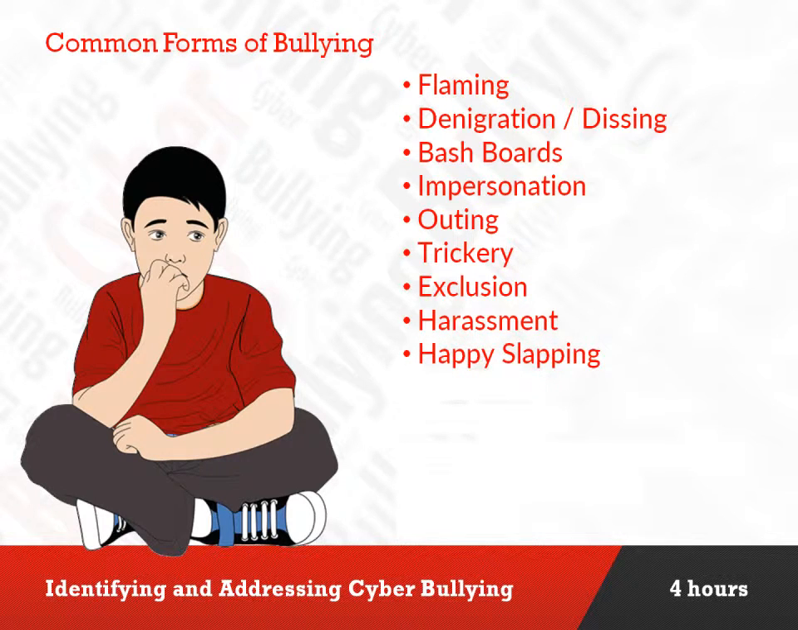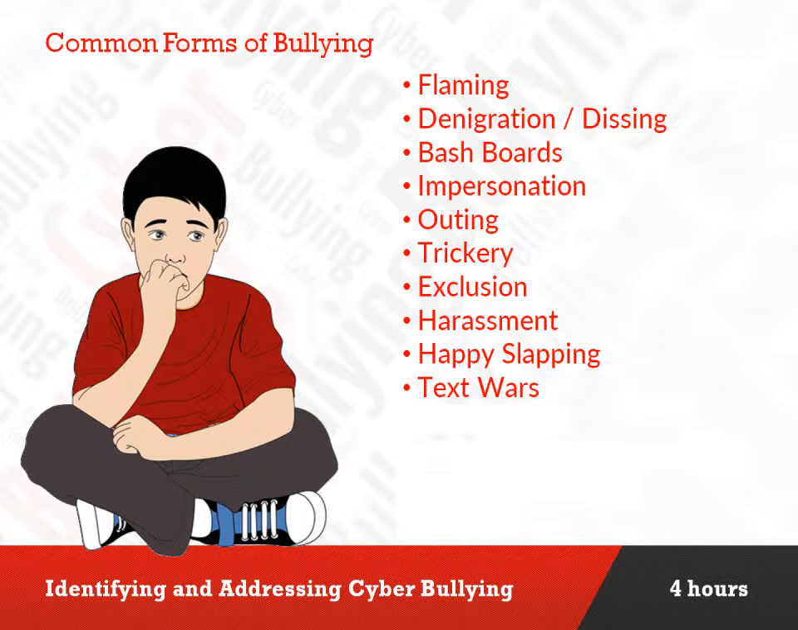Happy slapping is a relatively new type of bullying. This occurs when an unsuspecting victim is physically attacked in person as an accomplice films or takes pictures of the incident. The image or video is then posted online or distributed electronically. Often the attackers will say it was only a prank or joke, hence the term happy slapping. Happy slapping is becoming more common, especially since many cell phones now include cameras.